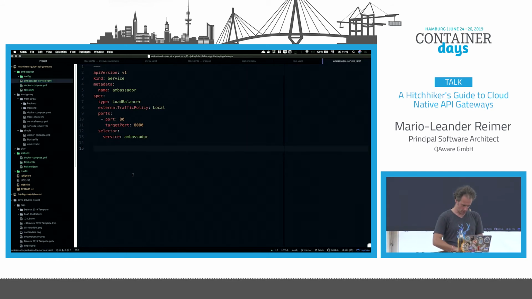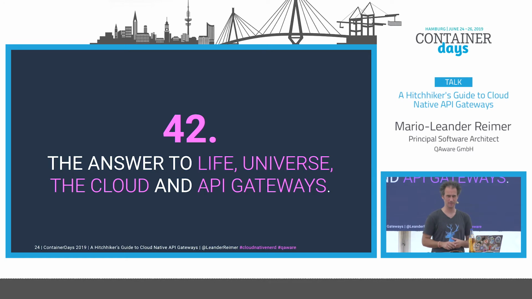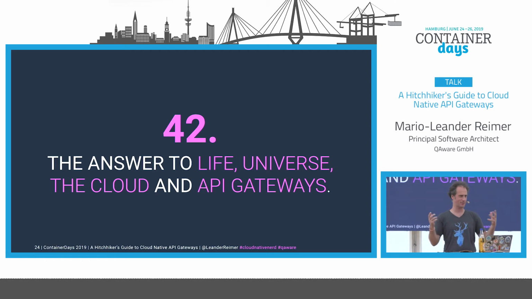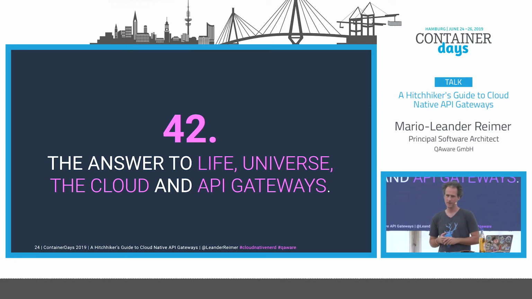Now maybe you have this question in your head, so which one should I use? Sorry, I don't give you an answer. The answer is probably 42. If you know the Hitchhiker's Guide to the Galaxy, 42 is the answer to everything. The universe, the cloud, and probably API gateways.